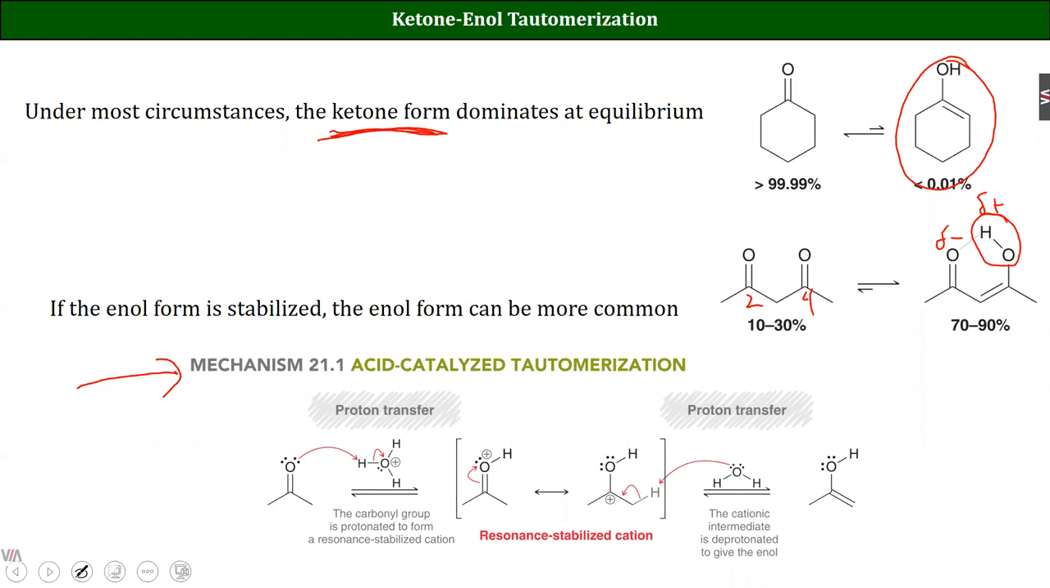if it's an acid catalyzed tautomerization, either way it's just going to wind up being two proton transfers. What proton transfers first depends on if it's acid catalyzed or base catalyzed. If it's acid catalyzed, you start by protonating the oxygen, and once it's protonated, you make that cation where you have two resonance structures. And then you can go through just an elimination where you have something that can act as a base that can steal an alpha carbon's hydrogen and form the enol.